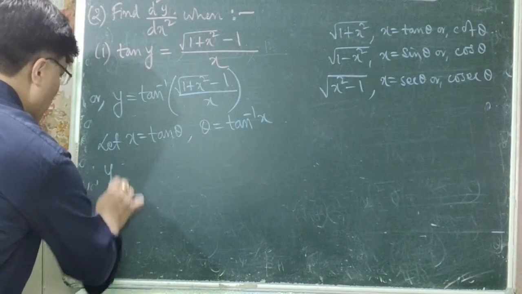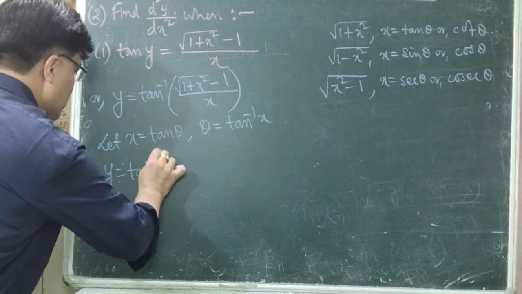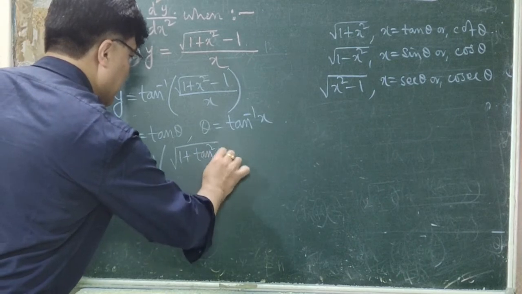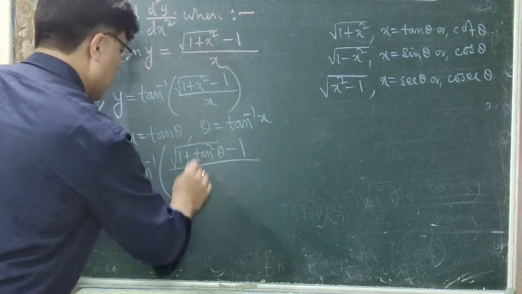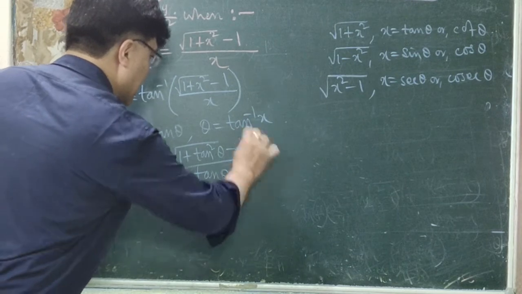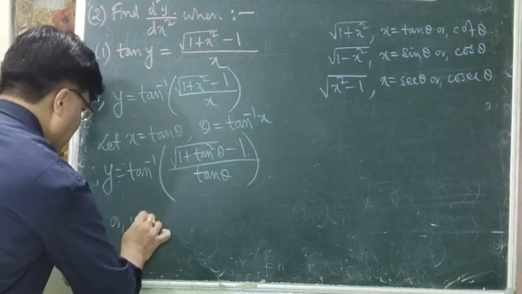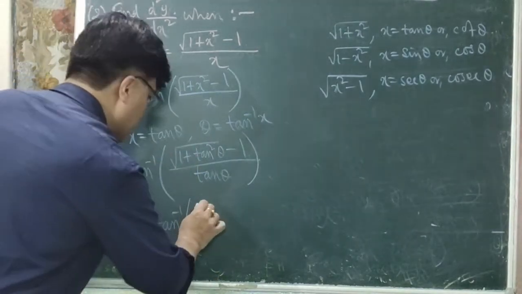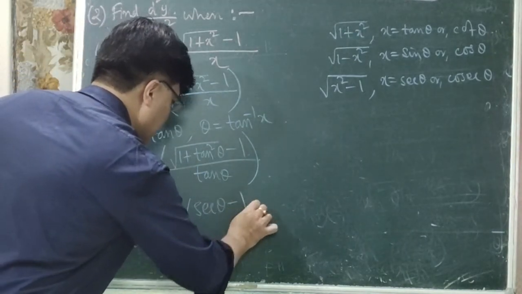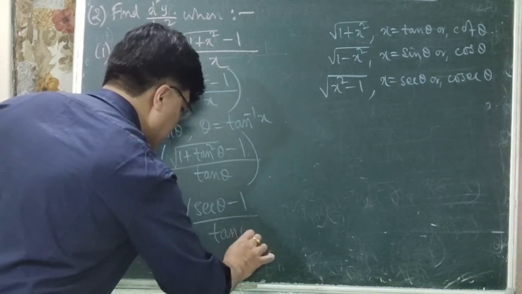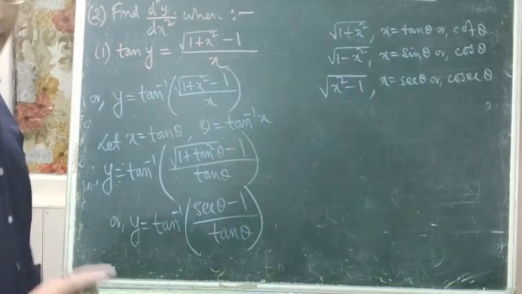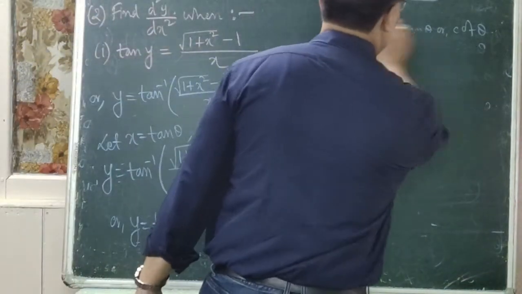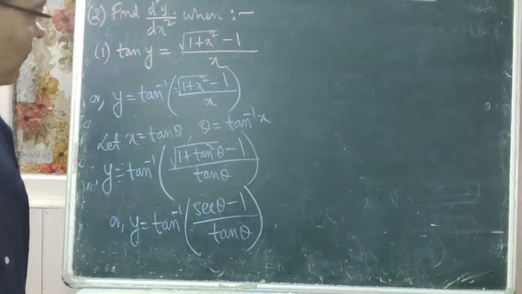Now this becomes y is equal to tan inverse within bracket, root under 1 plus tan square theta minus 1 divided by x, here x is tan theta, right? Or y is equal to tan inverse within bracket, what is root over 1 plus tan square theta? This is your sec theta minus 1 divided by tan theta. So I think you have understood it. I think you have copied this one.